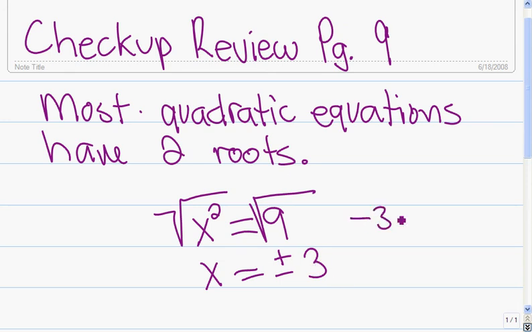Because negative 3 times negative 3 equals 9, and positive 3 times positive 3 equals 9. So the two roots are negative 3 and positive 3. So remember these rules, and you should do great on the checkup.